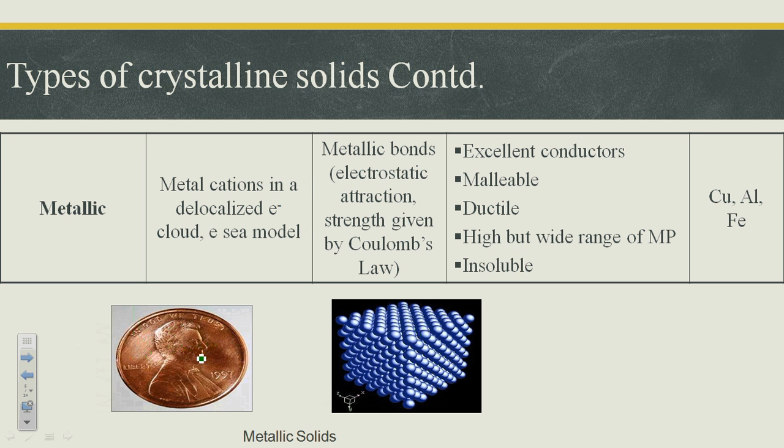The last type of solid is metallic solid. Metallic solid has metallic bonds, which are commonly known as the electron sea model, and the strength of these bonds is also given by Coulomb's law.